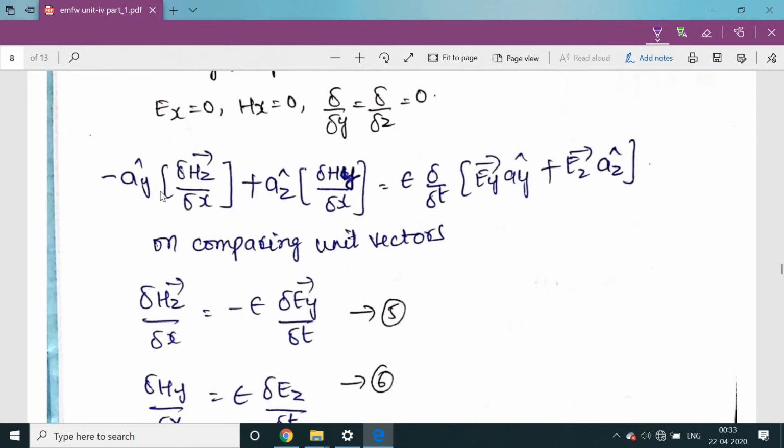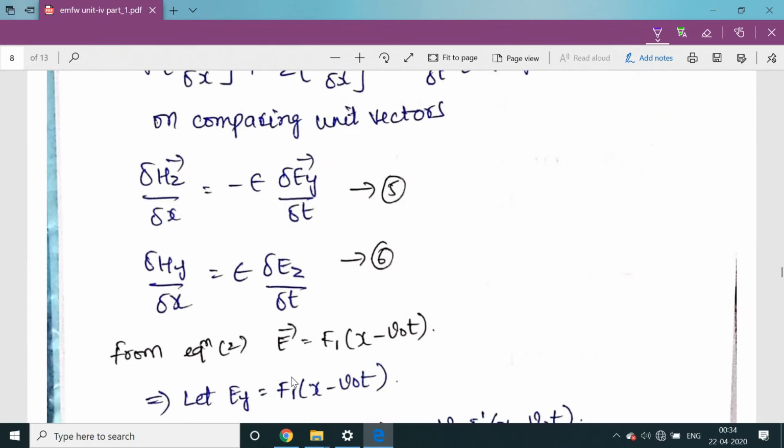Again I am comparing the unit vectors. Dou hz by dou x is equal to minus epsilon dou ey by dou t, and dou hy by dou x is equal to, here there is no minus, so epsilon dou ez by dou t. So equations 5 and 6.